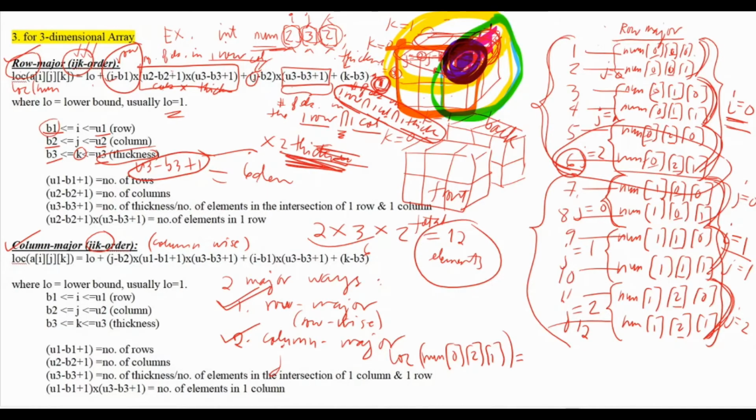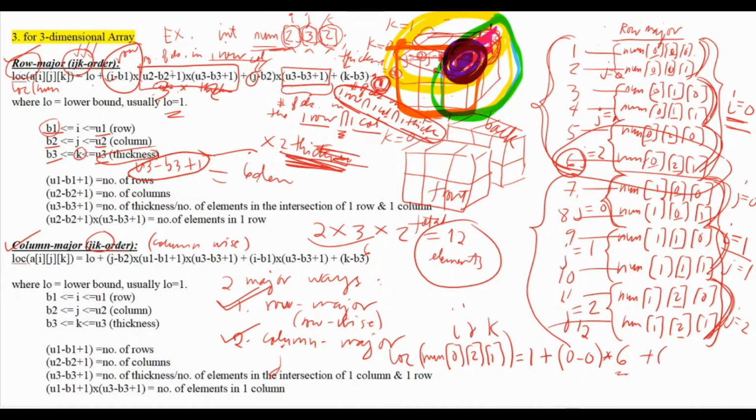Using the formula, we have L sub O is 1 plus our I here is 0, our J is 2, our K is 1. So I is 0 minus the base 0 times the number of elements in one row, again, is how many? It is 6. This is the number of columns, 3, and the number of thickness is 2. 3 times 2 is 6.